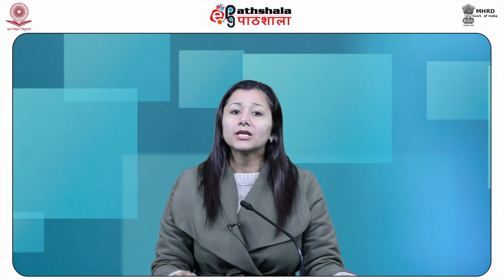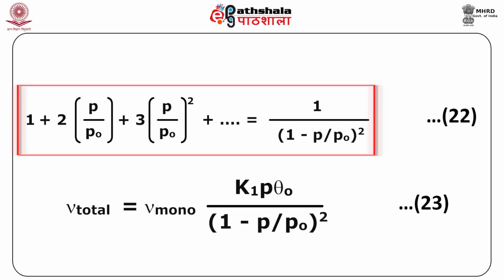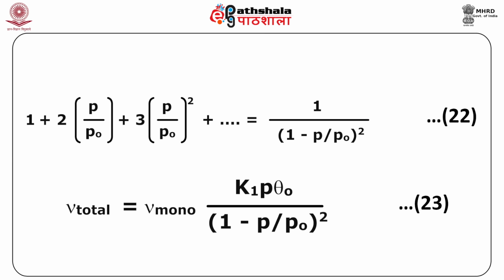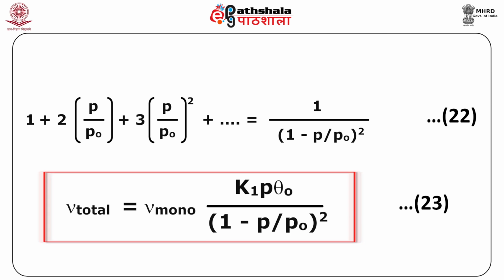The expression within the bracket of the above equation 21 is a derivative of the expression within the curly brackets of equation 17. Thus, in view of equation 18, we get 1 plus twice P by P naught plus 3 times (P by P naught) squared plus so on is equal to 1 upon (1 minus P by P naught) squared, as equation 22. Substituting equation 22 in equation 21, we get V total equals V mono into K1P theta naught divided by (1 minus P by P naught) squared, as our equation 23.